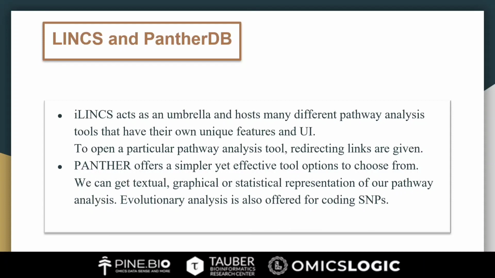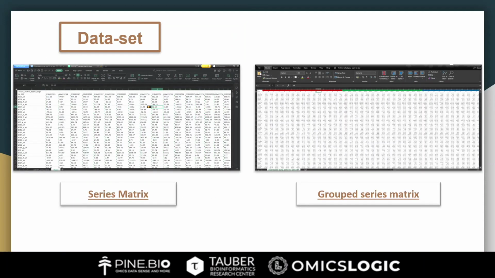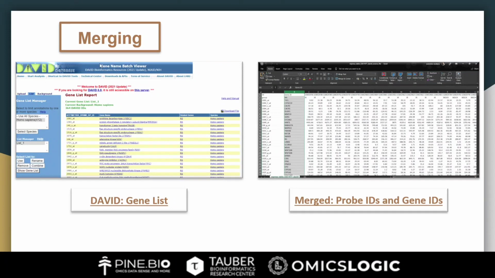Now let's move to the pictorial representation. This slide shows the series matrix data that we downloaded along with the group data. This is the group data. After grouping, this is how it looked, with red representing IR, green representing mock data, and this blue color representing UV data. This picture shows the David result page of gene list, which was obtained by submitting the probe IDs of the dataset. Using R, the gene IDs were merged with the probe IDs and are presented in this picture.